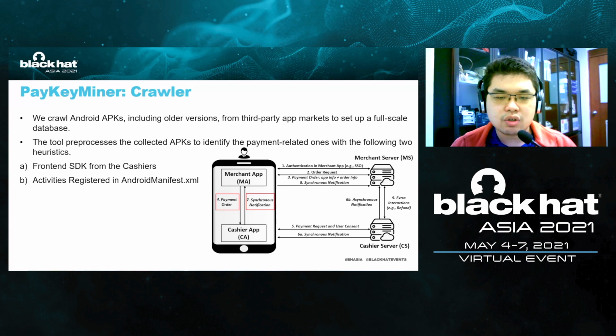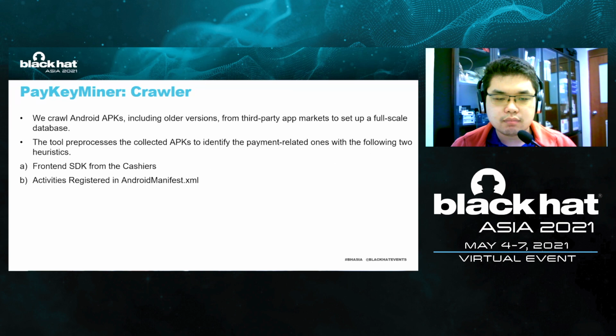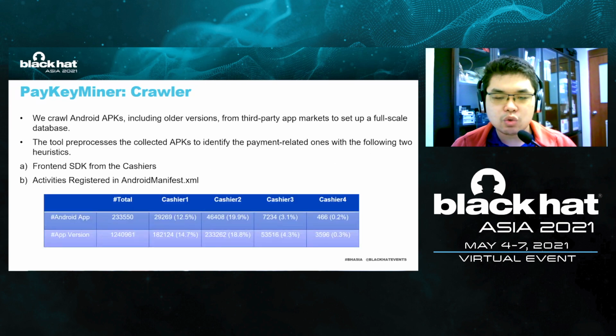Also, the cashier always requires the merchants to register certain activities in AndroidManifest.xml to receive the synchronous notification in step 7. The table below shows the screening result, where overall 1 million APKs have been tested by our PKMiner. Among the 4 studied cashiers, Cashier 2 is the most popular and used by almost 1/5 of the test apps.